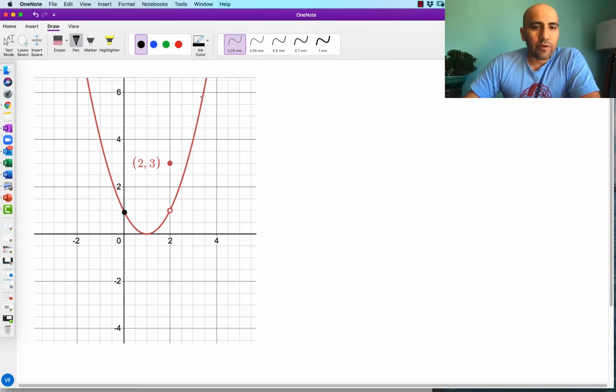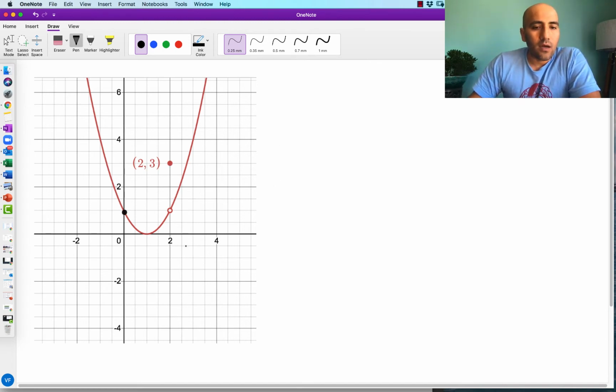Let's say that we are given a function that looks like this, that's this red one, that almost looks like a parabola, except there's a little hole there. And at that point, the output is 3, right? So it kind of falls out of line. There's a little hole there, and it kind of pops up to give you this little discontinuity.